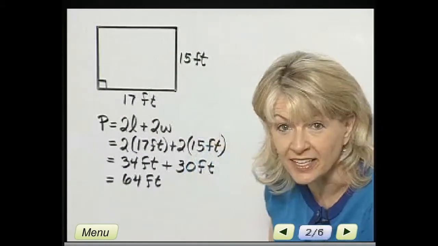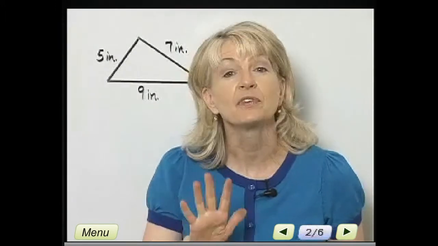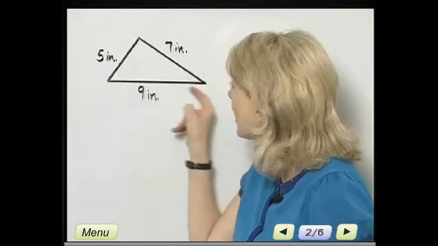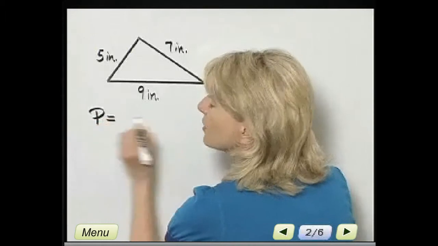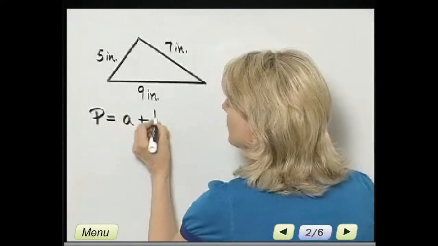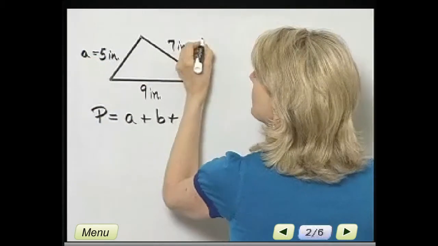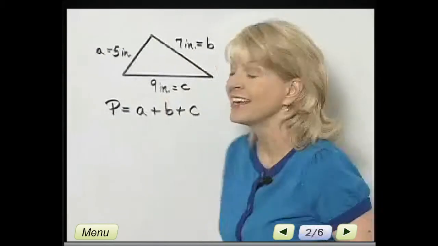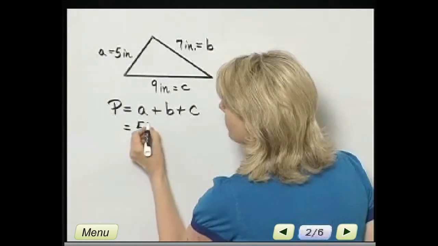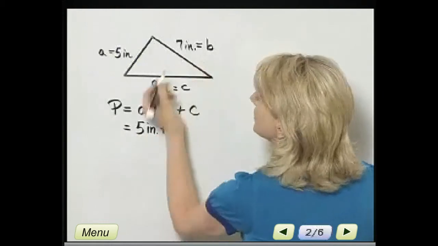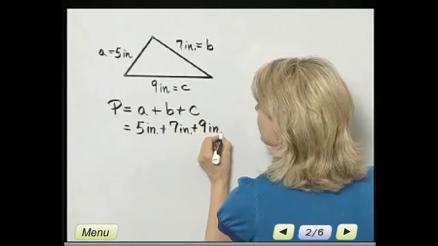Let's find the perimeter again. This time we're finding the perimeter of a triangle. Once again, if you forget the formula, you simply find the distance around the figure. In this case, remember, perimeter formula for a triangle is A plus B plus C, where A is simply the length of one side, B is the length of a second side, and C is the length of a third side. So here the perimeter is 5 inches plus length B, 7 inches, plus length C, 9 inches.